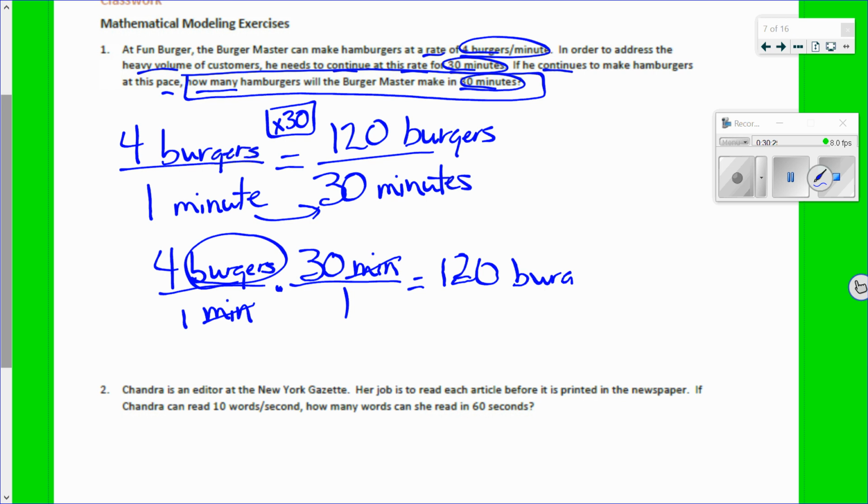burgers. Oh, burgers. I'll give you guys the credit of being behind me. You didn't see that burgers was still left. Burgers are still left. I haven't crossed them out. Minutes get crossed out. Burgers are left. So what is my answer?